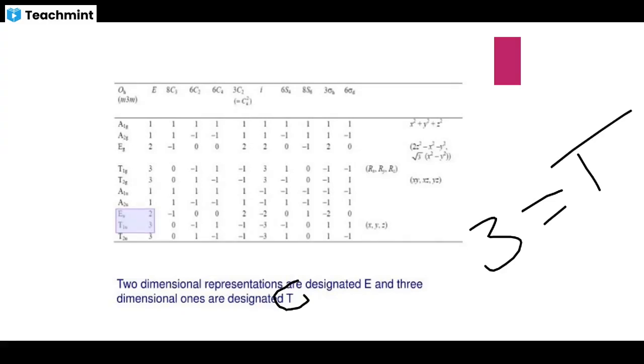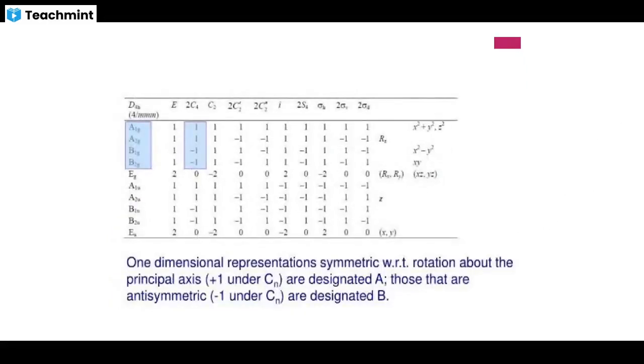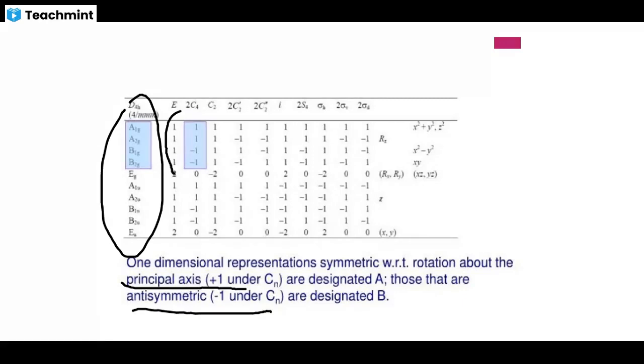Then the second rule. If both contain A, all Mulliken symbols should be different. If all contain one, how should you differentiate the four irreducible representations? You should see the principal axis. If the principal axis is plus one, it means A; if the principal axis is anti-symmetric, minus one means B. The plus ones are designated as A and the minus ones are designated as B.